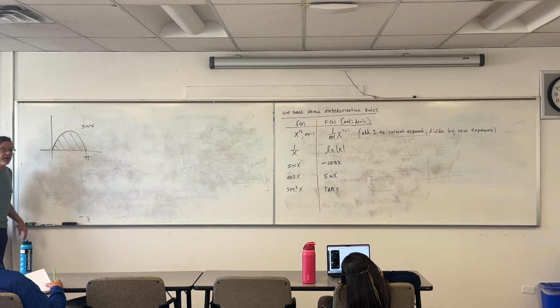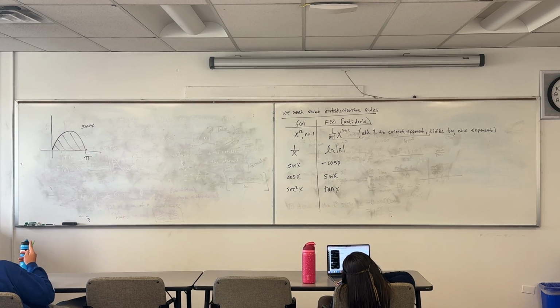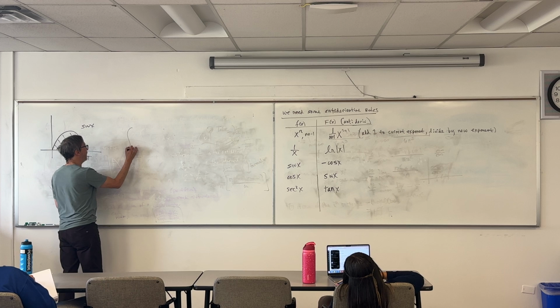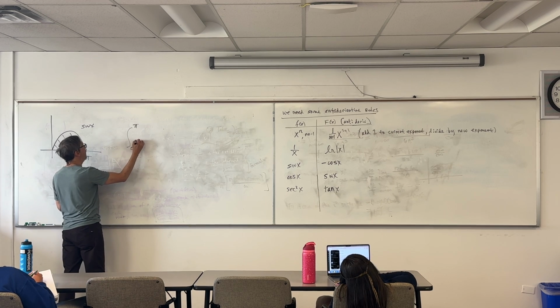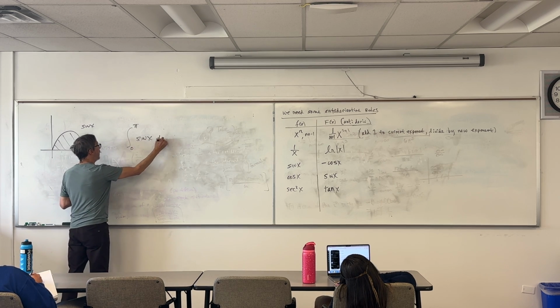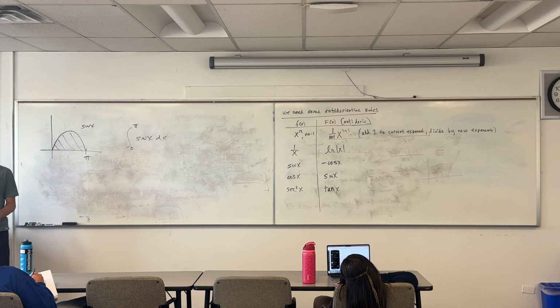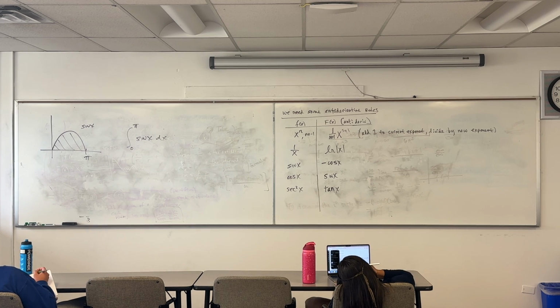Can you find that area for me, please? You've got what you need to pull some things together. Write out the definite integral. What I'm asking for is the definite integral from 0 to pi of the sine of x. Find the antiderivative. Plug in the limits. Subtract. Get something very pretty.